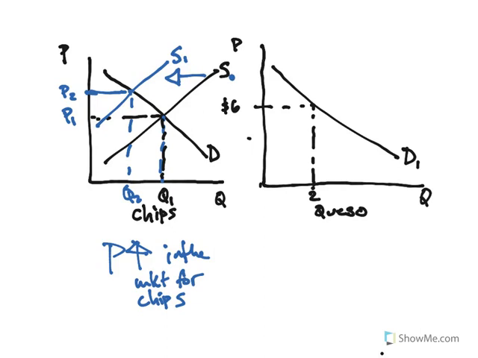Well, if I'm not going to buy as many chips, I'm not going to need as much queso. So I'm going to buy not 2 bowls of queso, but maybe just 1 bowl of queso. And it turns out it doesn't matter what the current price of queso is. At any possible price, I'm going to buy less of those bowls of queso. Right? So even though the price may not have changed, I'm still going to buy less.